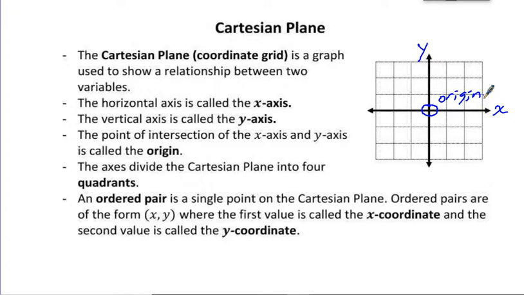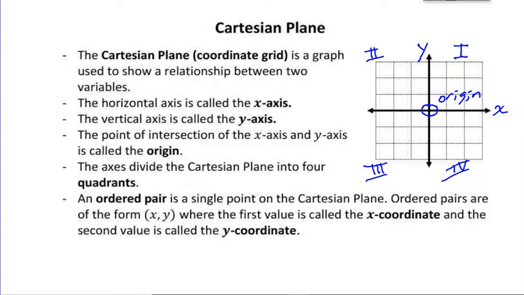And this Cartesian plane is divided by the axes into four quadrants. And we use Roman numerals to number these quadrants. We start in the top right. That's quadrant 1. And we work counterclockwise, quadrant 2, 3, and 4.